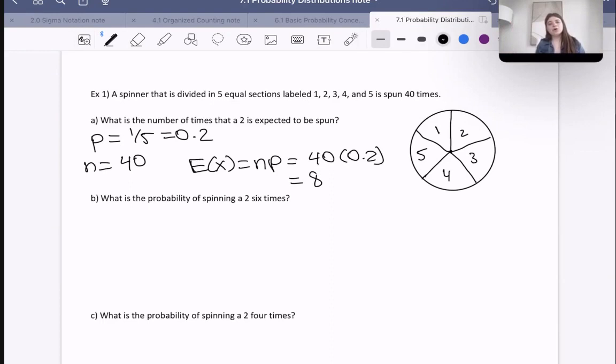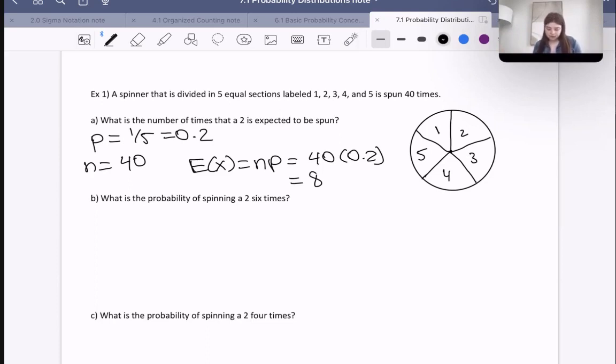But what are we expecting? What on average, if we did this experiment millions of times, we spun this 40 times for each experiment, and then we replicated it, it's going to get closer and closer to that expected value, closer and closer to 8, right? So on average, on the average 40 times spinning experiment, we're going to have 8 of those 40 times rolling a 2, spinning a 2.